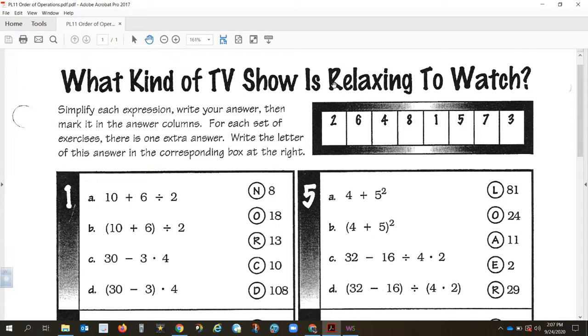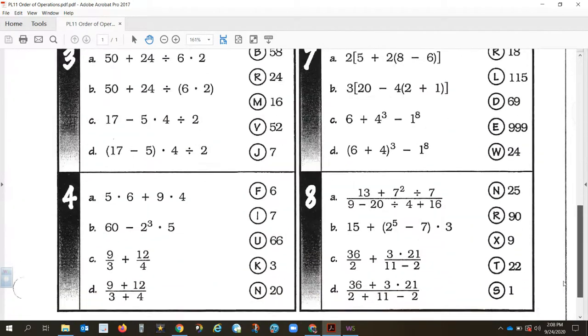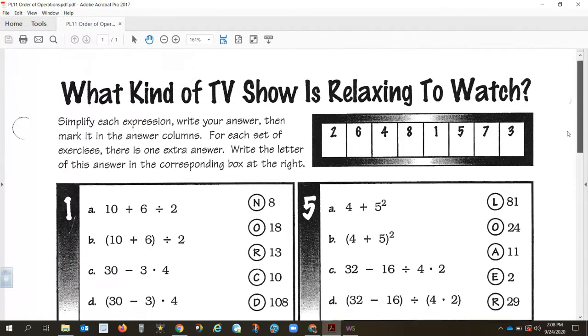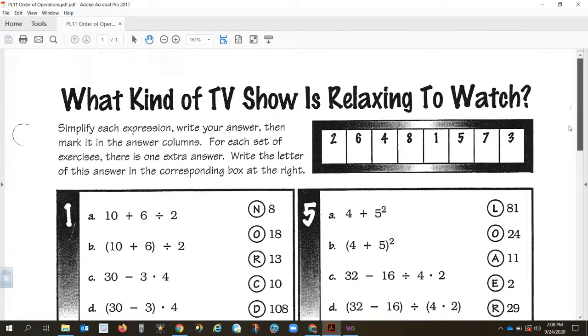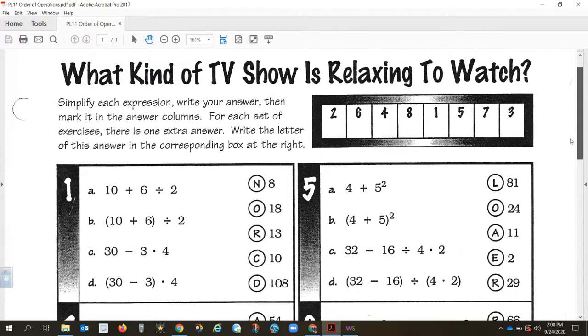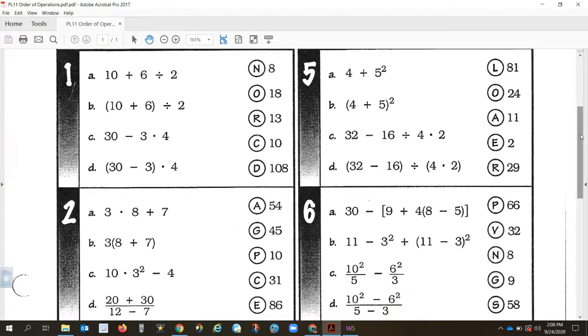Today we are looking at order of operations. Specifically, on the screen I have a worksheet that I assigned to you: Punchline Bridge to Algebra, page 11. What kind of TV show is relaxing to watch? Well, I'm going to let you find that answer on your own. But I will go ahead and help you find the answers to some of these other questions that you were assigned.